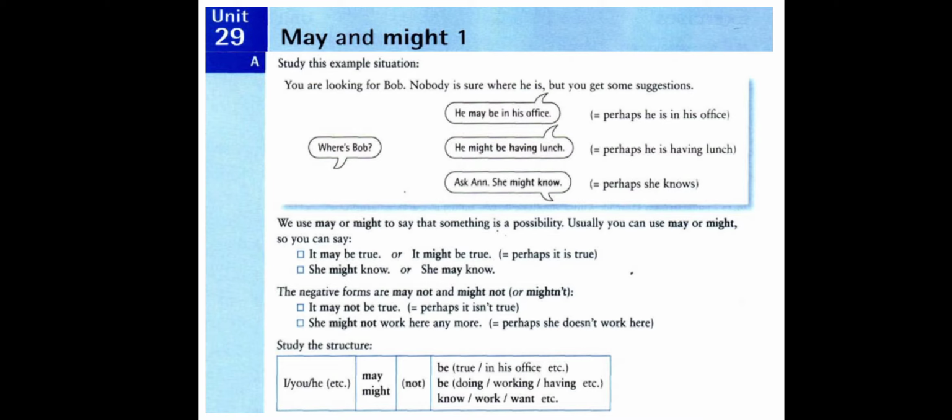When we are sure, we say he is in his office, and if we want to use may, we say he may be in his office. Is is changed into its base form be, because may is a modal auxiliary verb followed by the base form for the present and the future. And we can say he might be in his office as well. That means perhaps he is in his office.